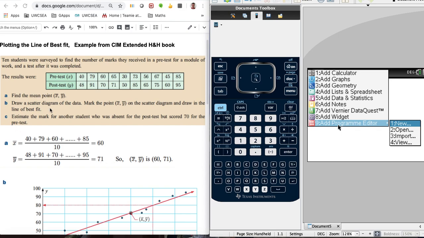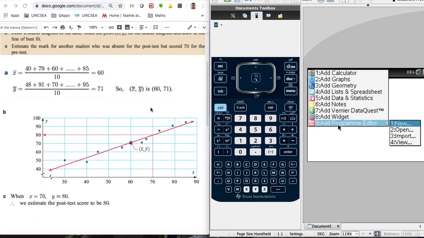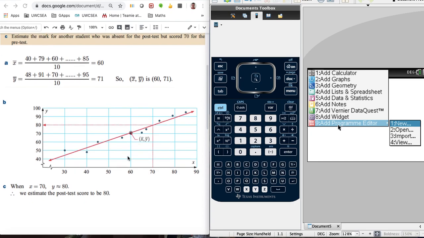Then it says draw a scatter graph of the data, mark the point X bar, Y bar on the scatter diagram, and draw in the line of best fit. So they've drawn it, and they've labelled the axes, X and Y. They've used this squiggly notation to show that there are values missing. There they've plotted the mean and drawn the line of best fit through it. There will be a margin of error when you do this in an exam, so don't worry too much if you don't get it exactly right, just as long as it goes through the mean point.